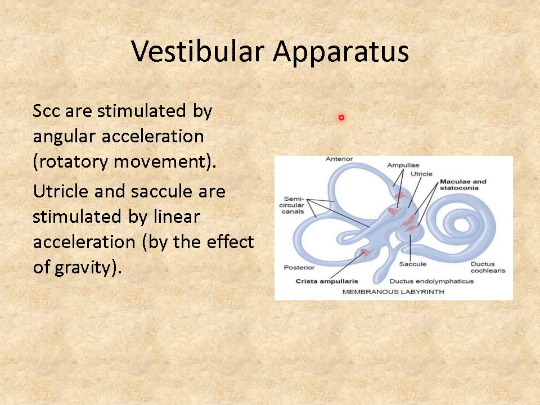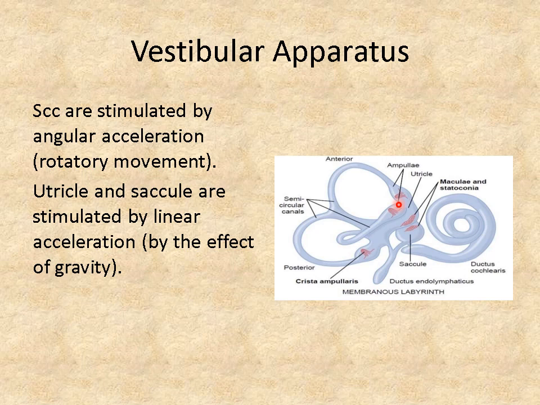The vestibular apparatus, as we said, is composed of the semicircular canals, 3 semicircular canals lying perpendicular to each other, and the otolith organ. The otolith organ is the utricle and the saccule. At the end of each semicircular canal, there is a dilated end. We call it the ampulla. Inside the ampulla, the receptor called the crista ampullaris is located.